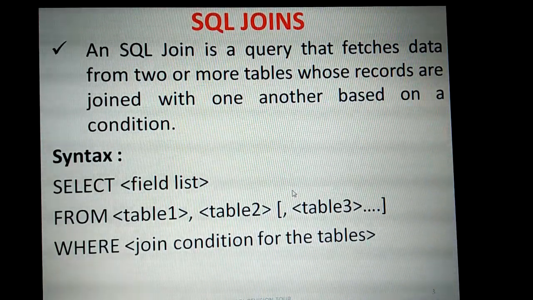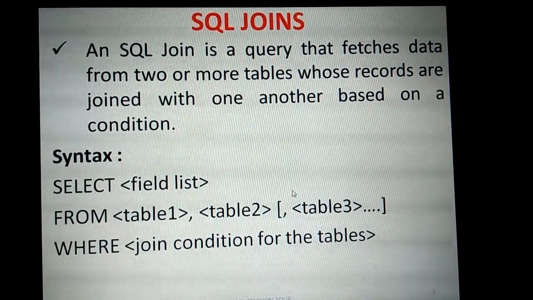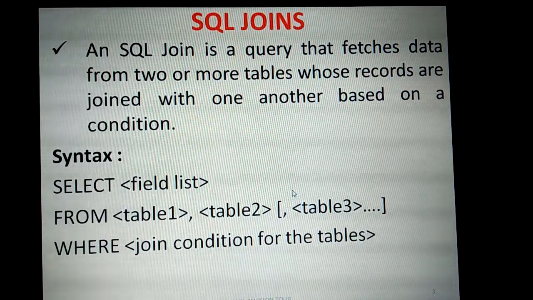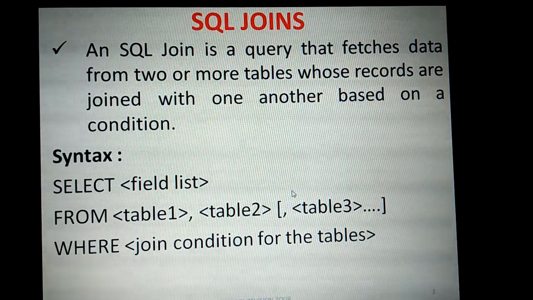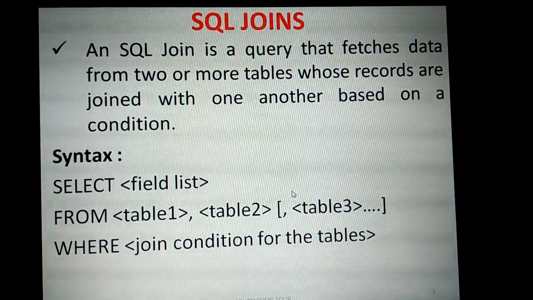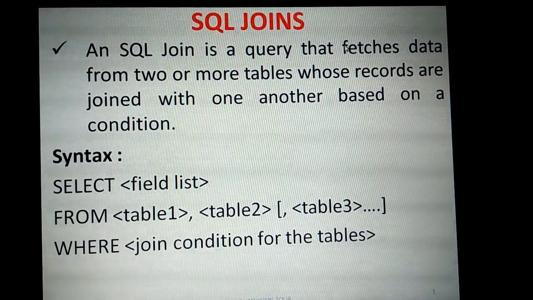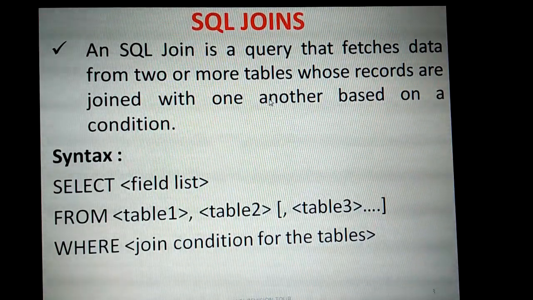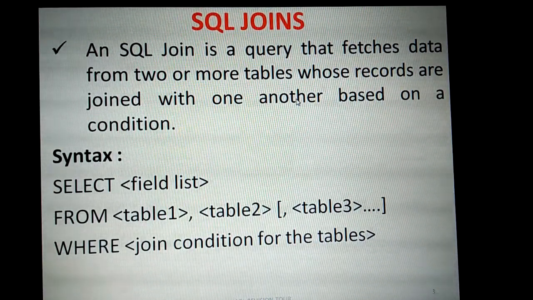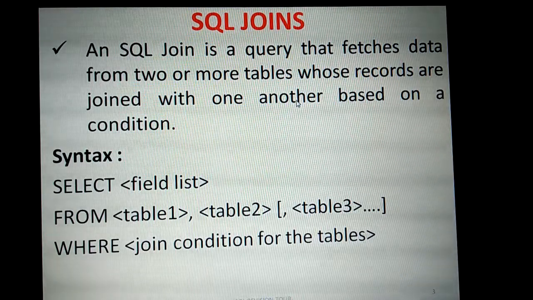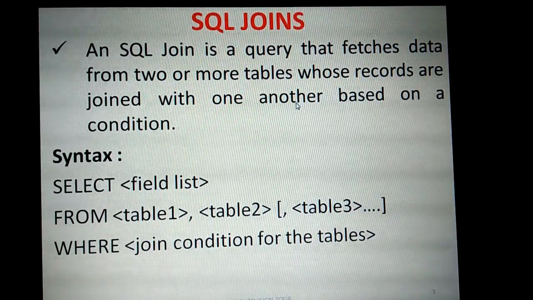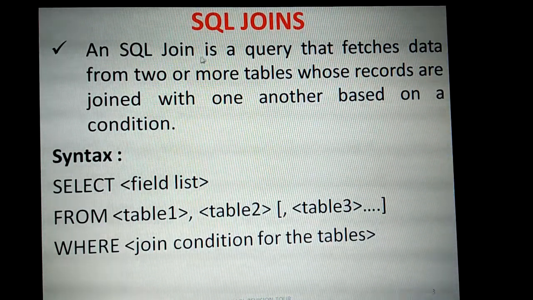So two or more tables are taken here as input, and from those tables, records are going to be joined. What is meant by record? Record means a tuple or a row. So every row that is matching from both tables, or two or more tables, those record values are going to be retrieved based on the condition. That is what is known as an SQL join.